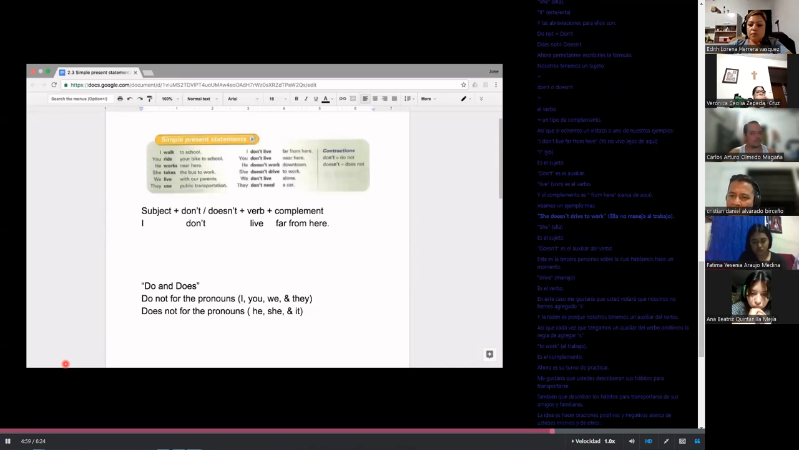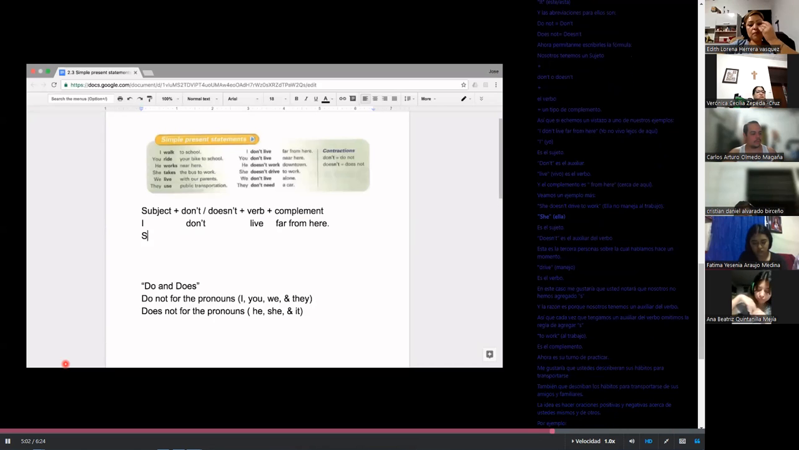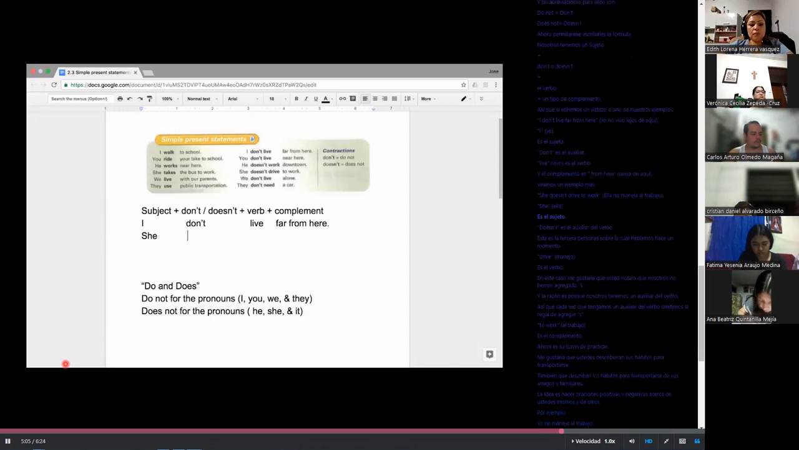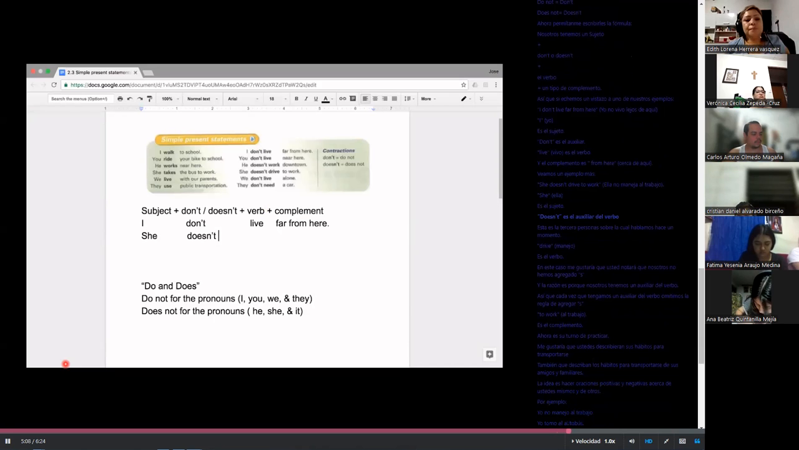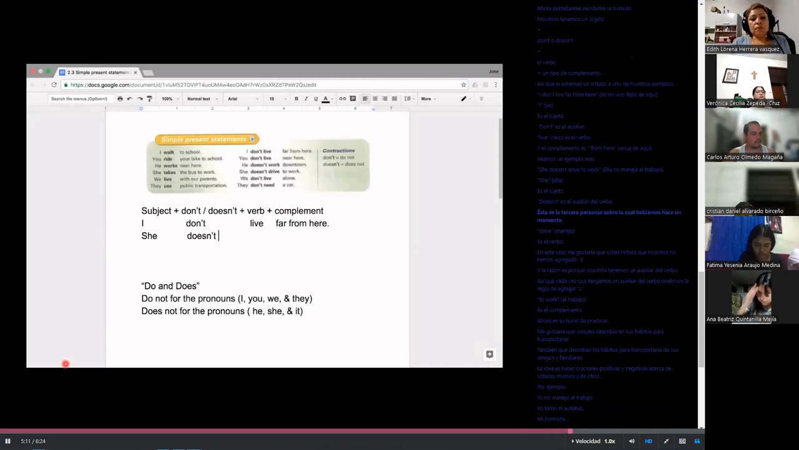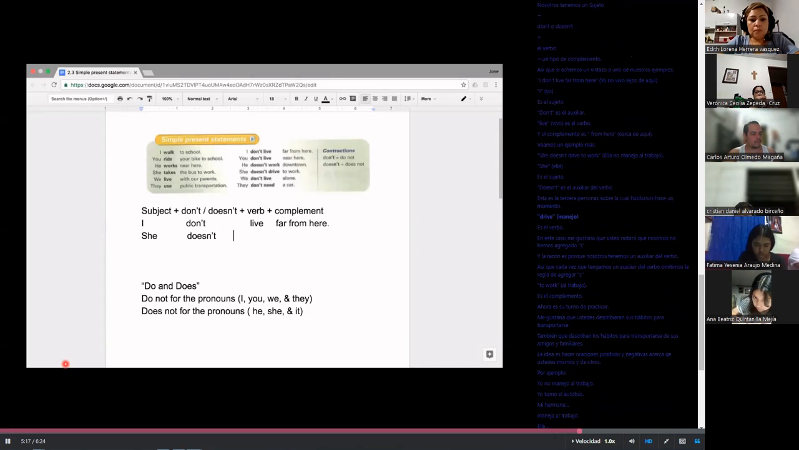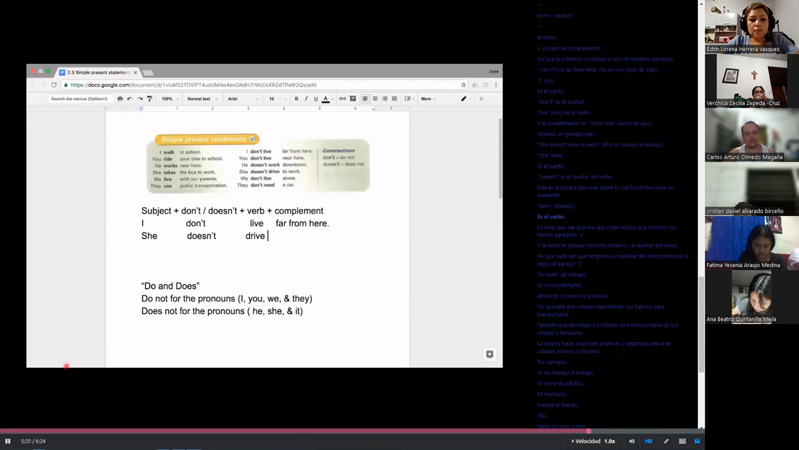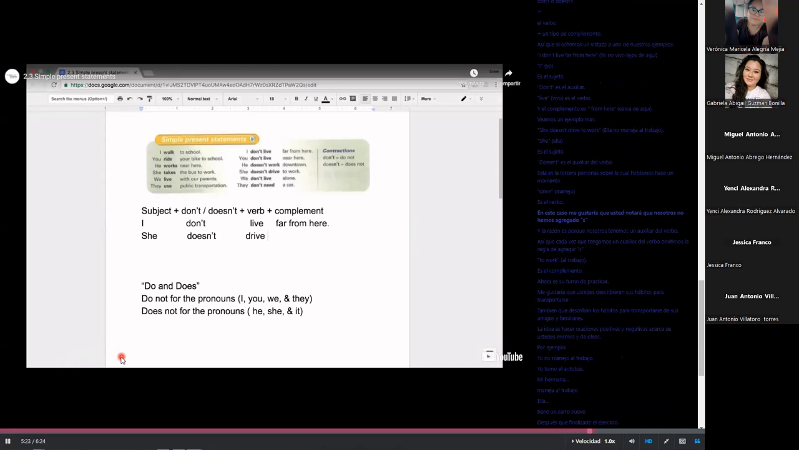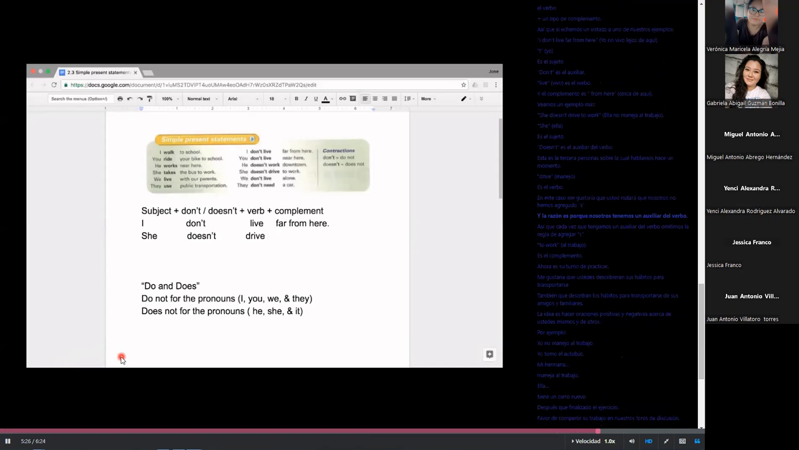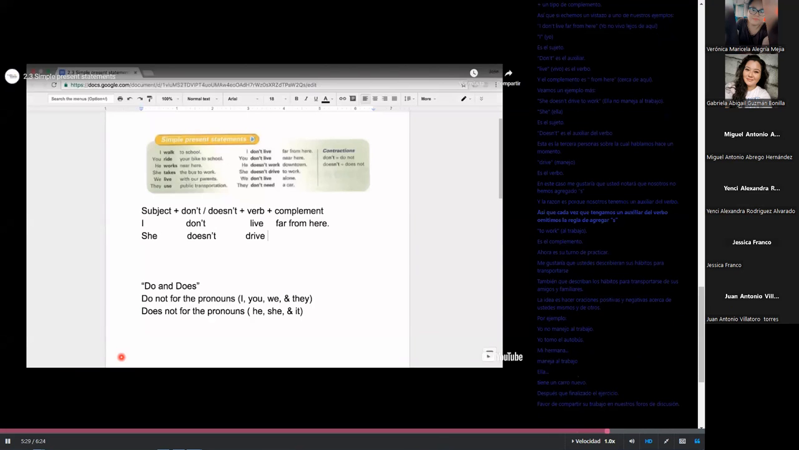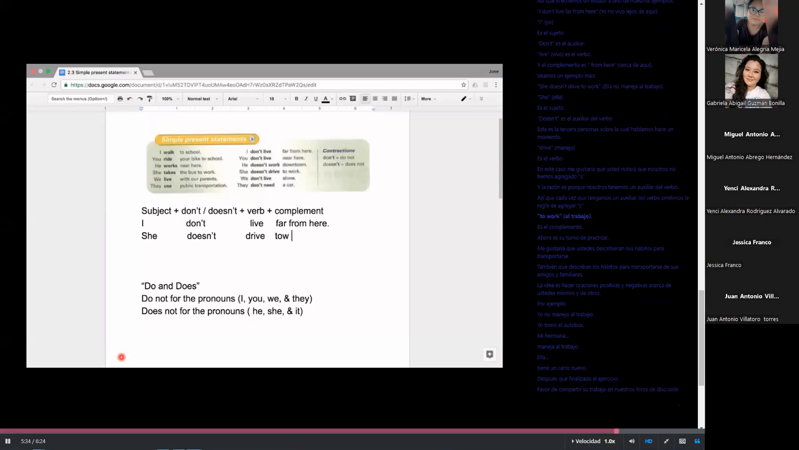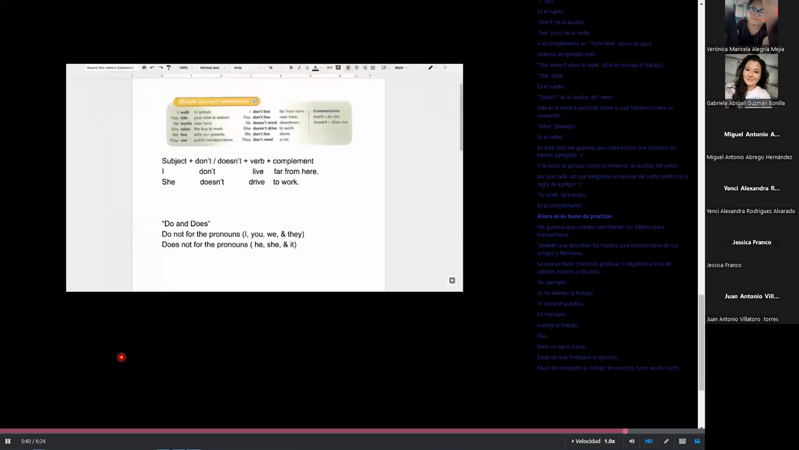She doesn't drive to work. She is the subject. Doesn't is the auxiliary verb. This is the third person that I was talking about earlier. Drive is the verb. In this case, I would like for you to notice that we don't add an S. And the reason is because we have an auxiliary verb. So every time there is an auxiliary verb, we will omit the rule of adding an S. To work is the complement.